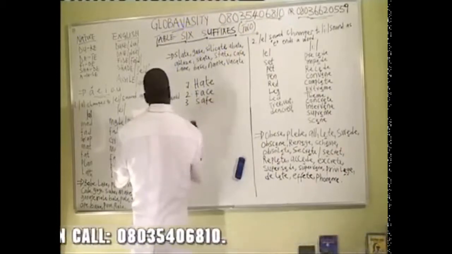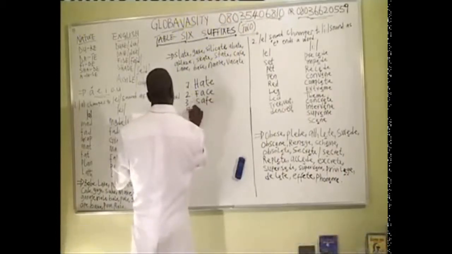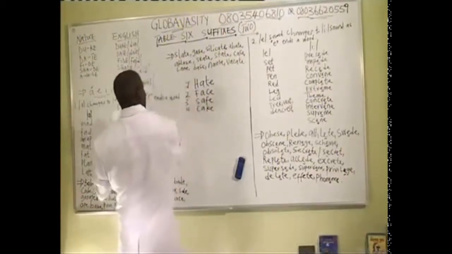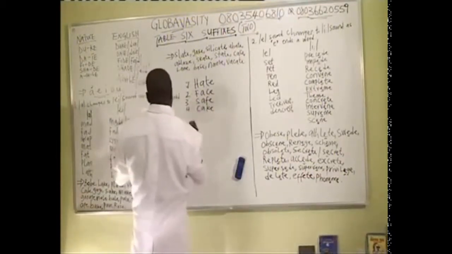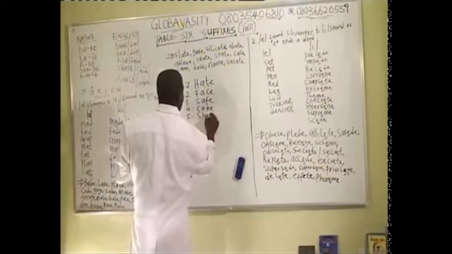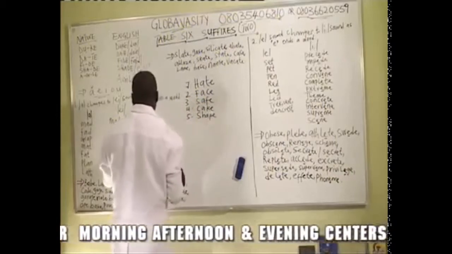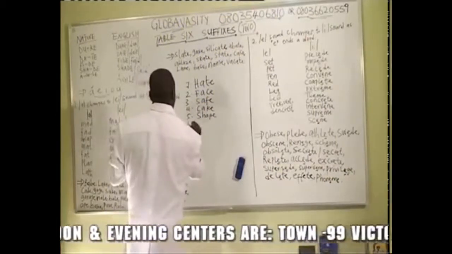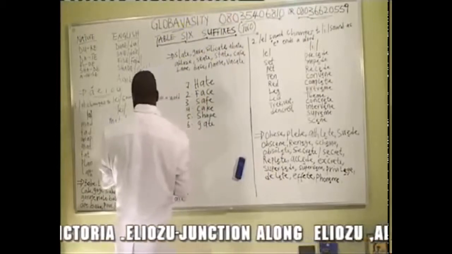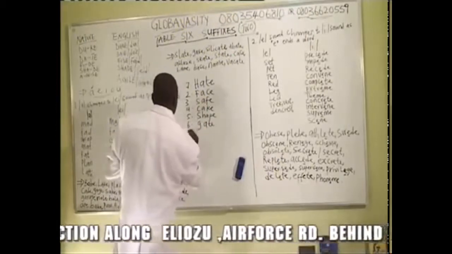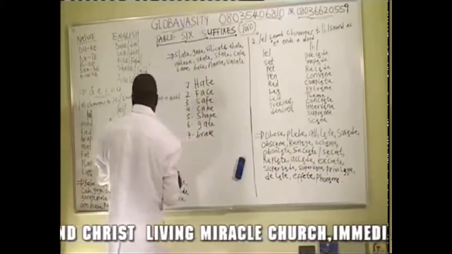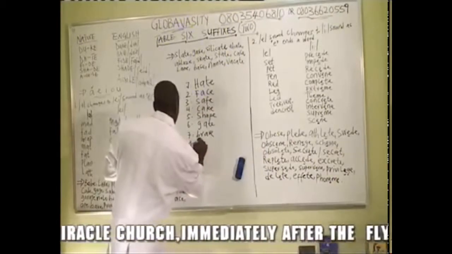Spell cake. C-A-K-E. C-A what? K-E. As in what? Cake. You see, they are brothers. Spell shape. S-H-A-P-E. Shape. Spell gate. G-A-T-E. Thank you. We are following. Spell brave. B-R-A-V-E. Brave. Spell fame. F-A-M-E.